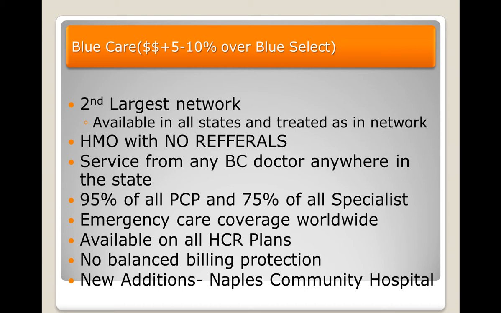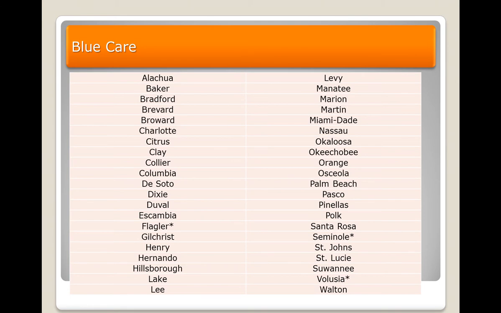So as we're looking at the emergency care as well as out-of-area dialysis and urgently needed care, just like with a Medicare program, is also covered worldwide. It's available on all of our healthcare reform plans, but there is no balanced billing protection. So there is no balanced billing protection on the Blue Care programs. The slide that you see in front of you is the listing of the counties that Blue Care is available in. Blue Care is not available in all counties, but it is available in the counties that you see here.